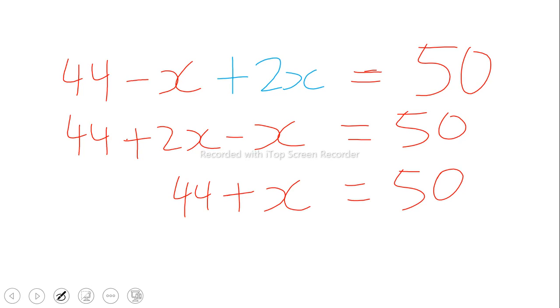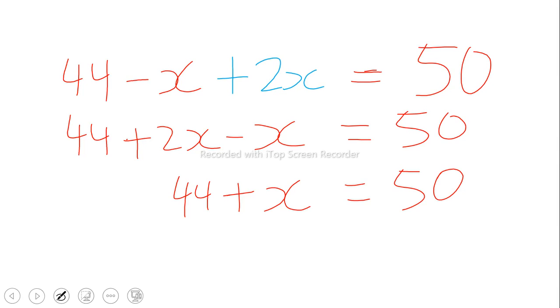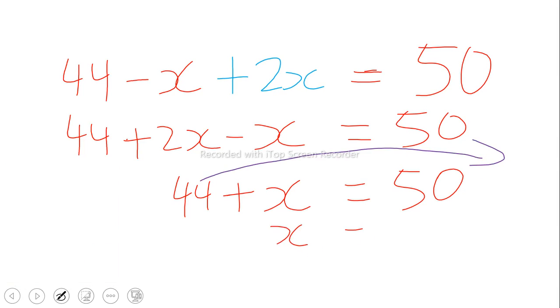You want to do X equals 50 minus 44? So we've got to send over something, right? Send the 44 over. Good. So x equals 50 minus 44. So what is 50 minus 44? 6.